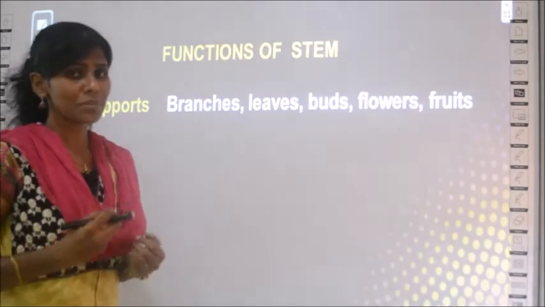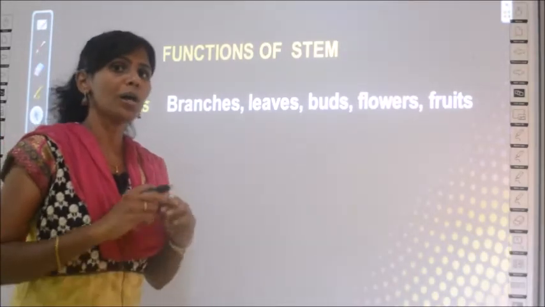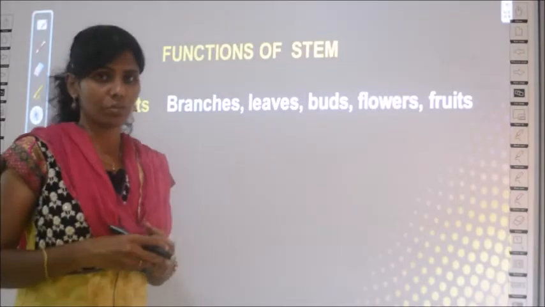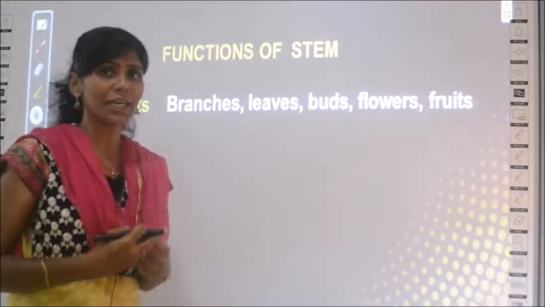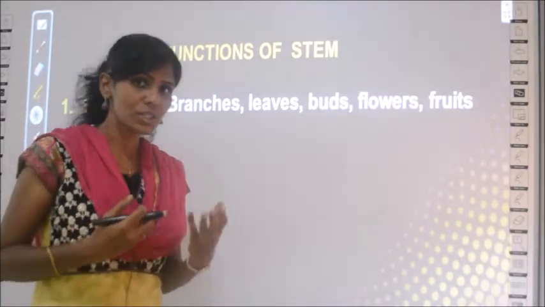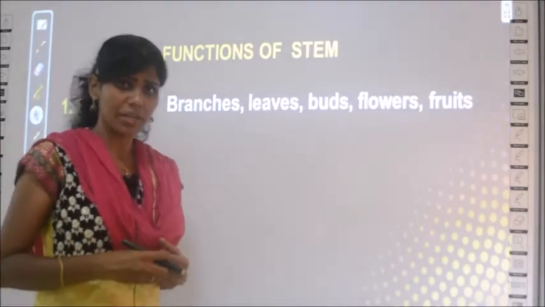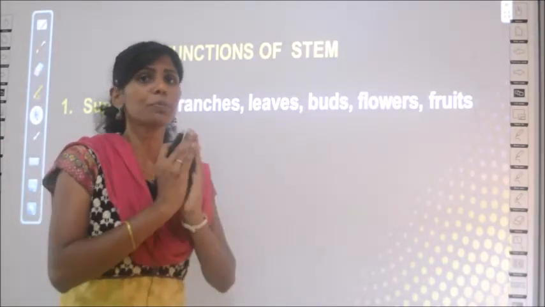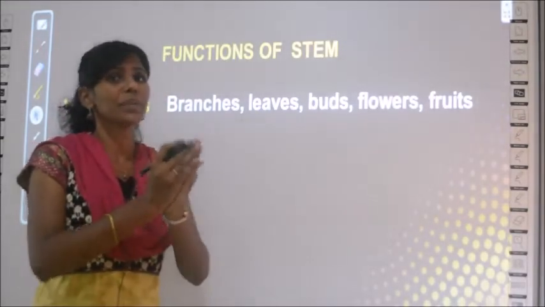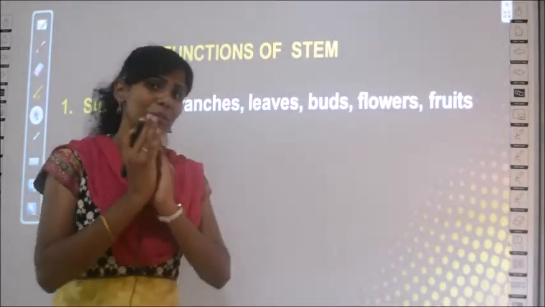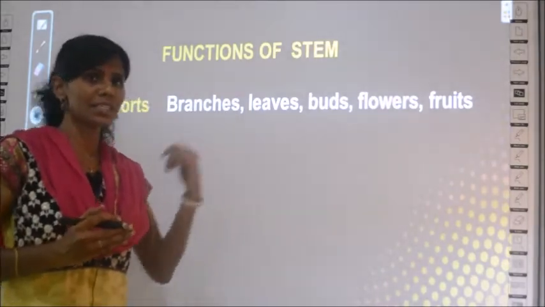What does the stem support? It supports all the parts above the ground. We have already studied what a stem contains. A stem has branches, leaves, fruits, flowers and buds, right? So the function of stem is to provide support. It will make them stable. It will provide support to all these parts.